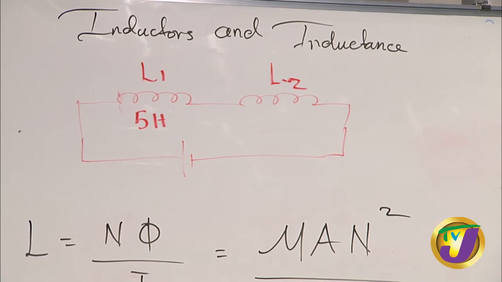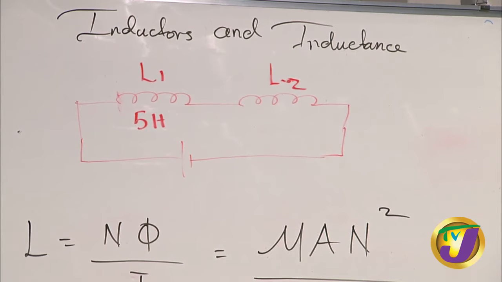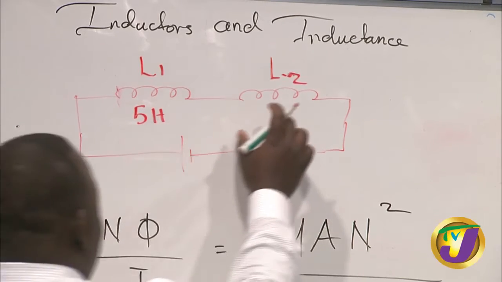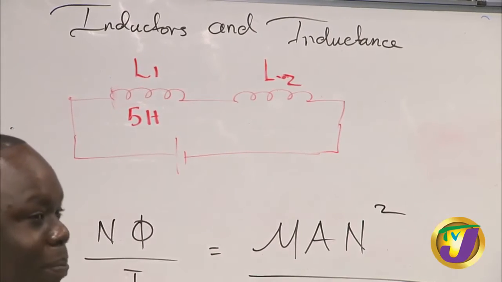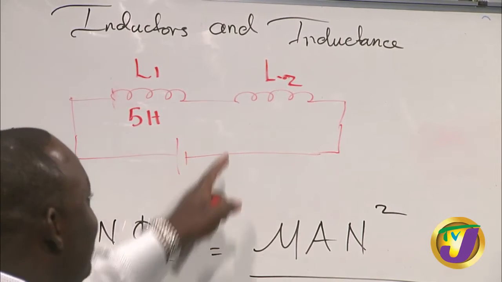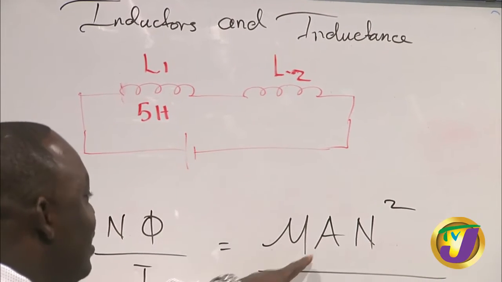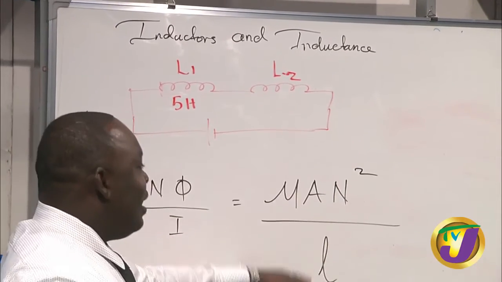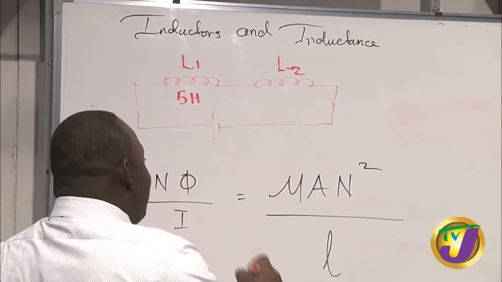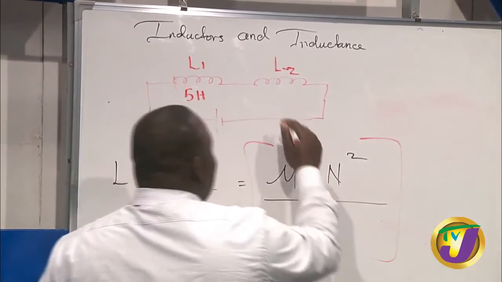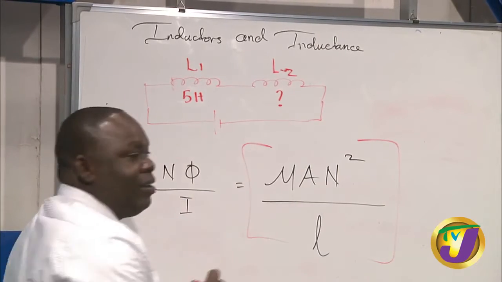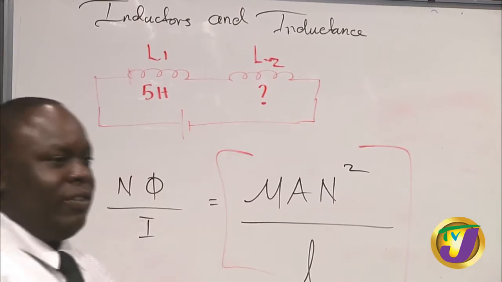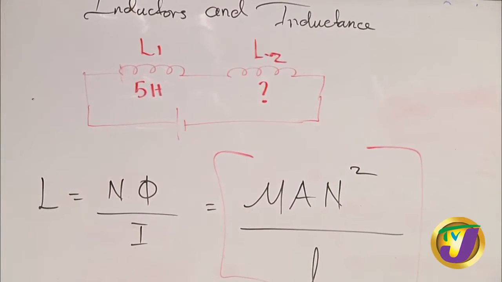But for those who are in grade 12, this is where things get a little bit interesting. Because CSEC will say to you that this is 5 Henry, but for this inductor right here, the permeability of the core material is XYZ. The cross-sectional area is whatever meters squared. Its number of turns is given, and the length of the conductor. So now you would have to know this formula to come up with the inductance for that particular inductor. And then from there, you'll be able to resolve the circuit.